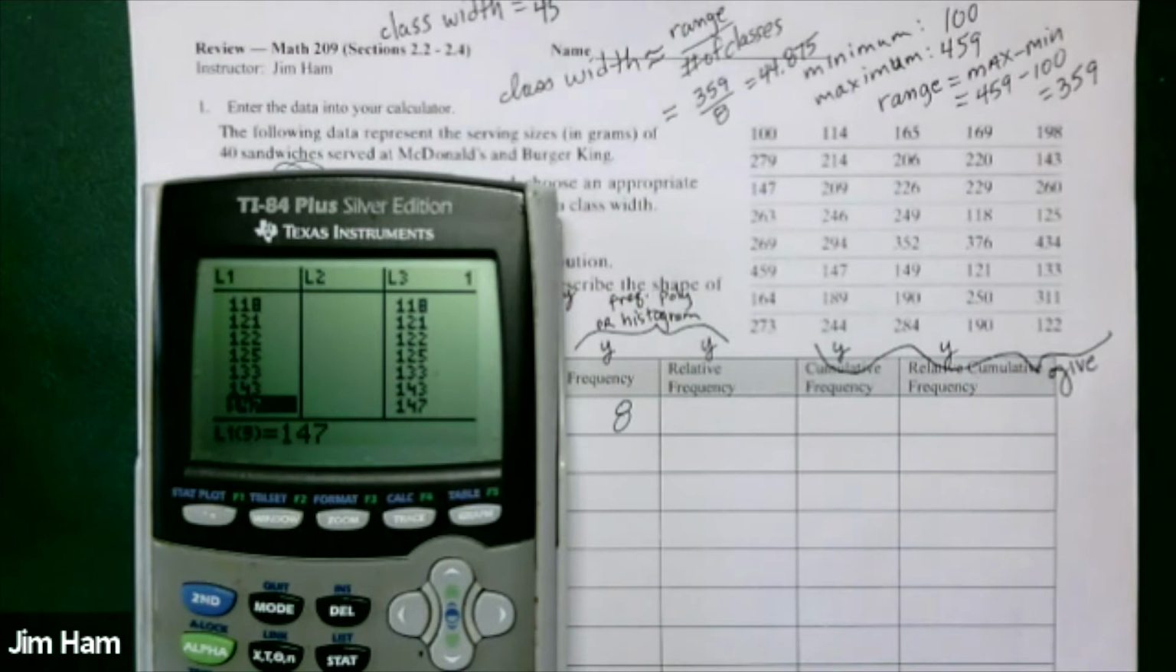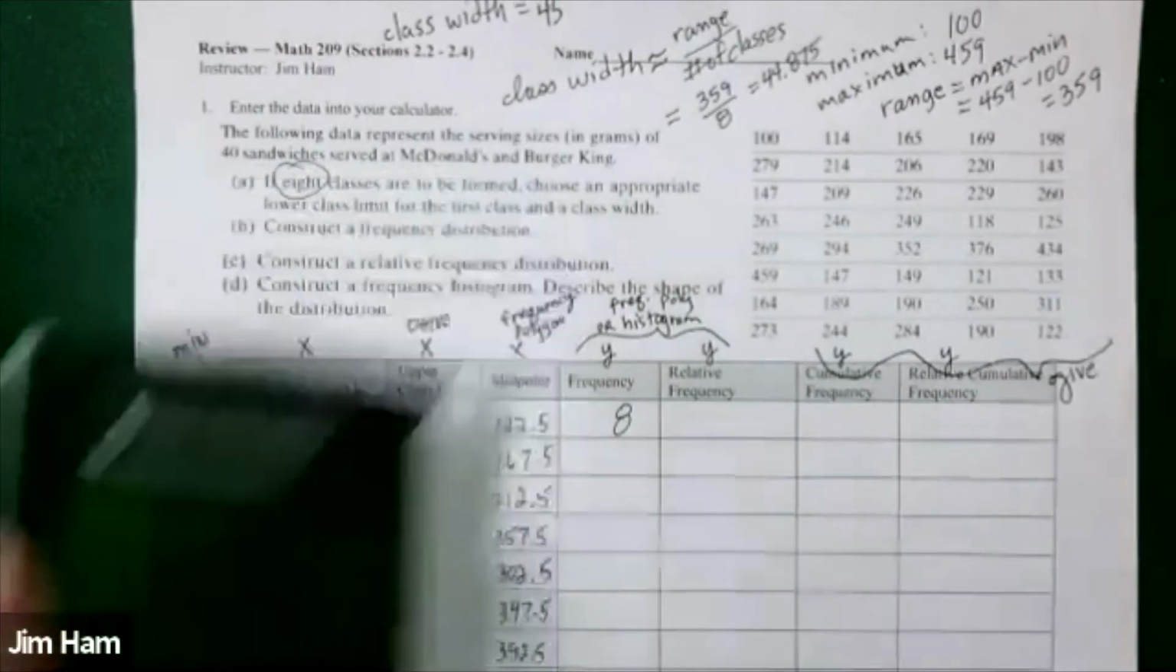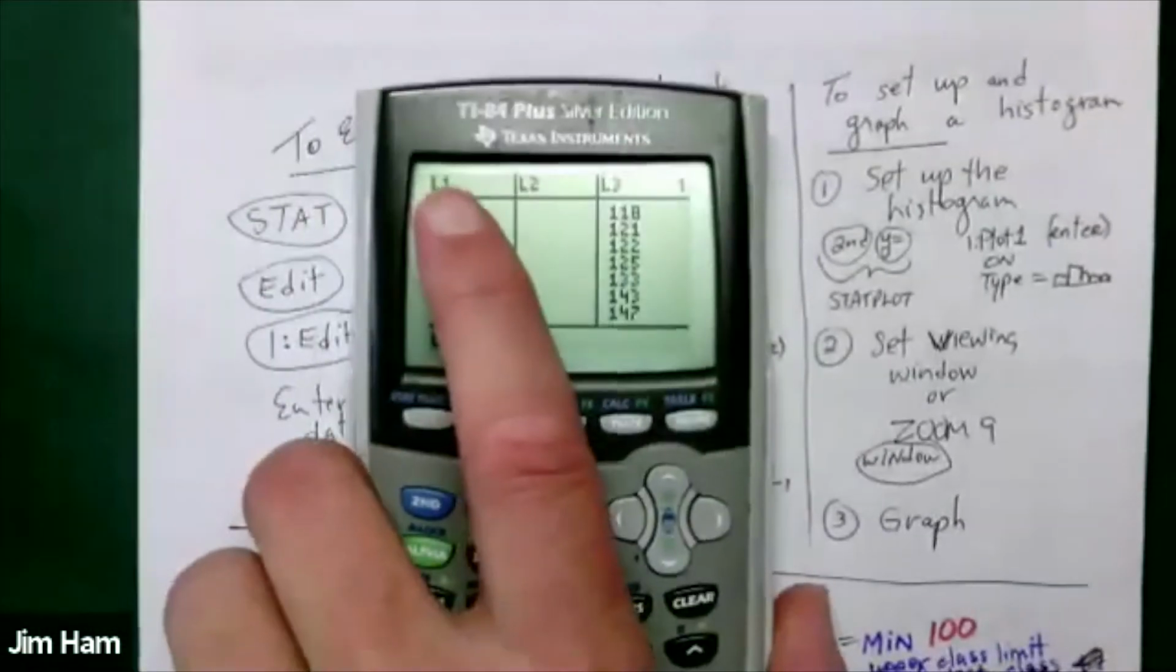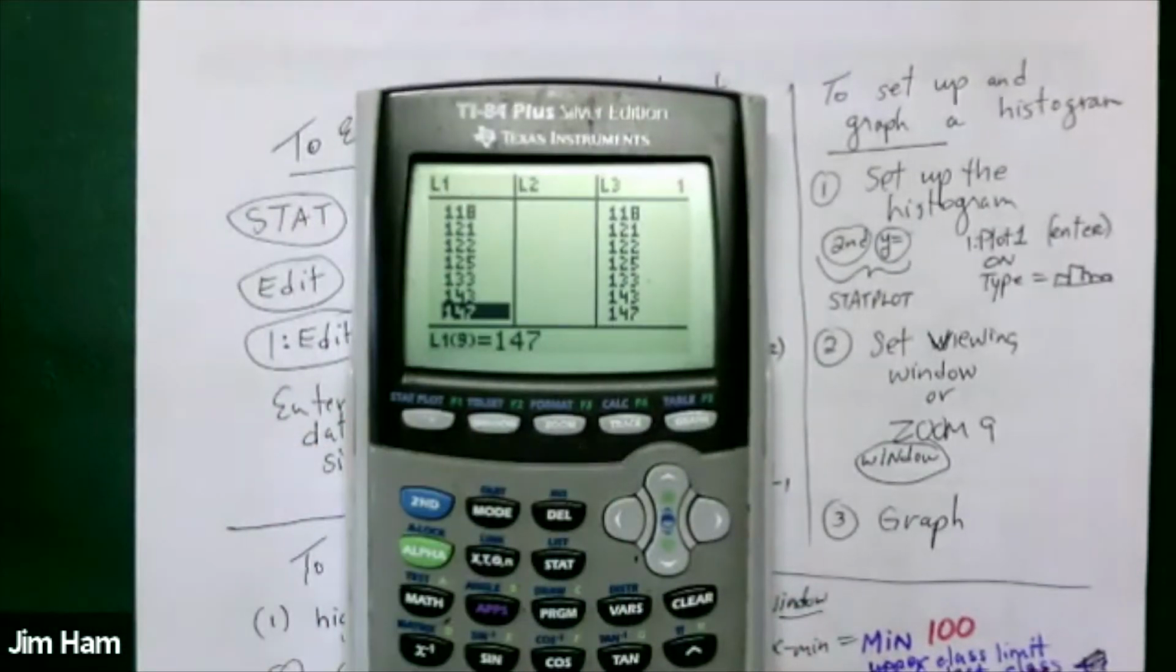But I want to show you one other thing. We're actually going to construct this histogram with the graphing calculator. The calculator can't do many constructions, but a histogram it can do. And so let me show you the steps for that. Here they are. And there are really 3 steps to it.